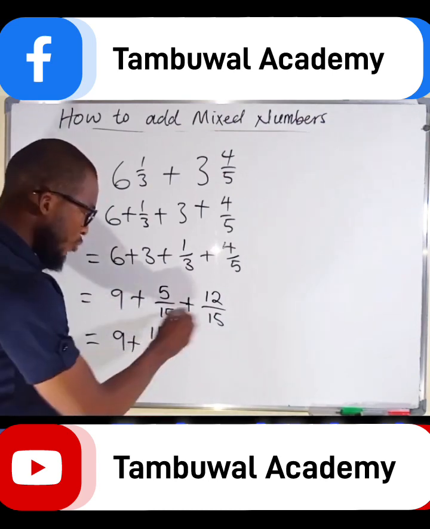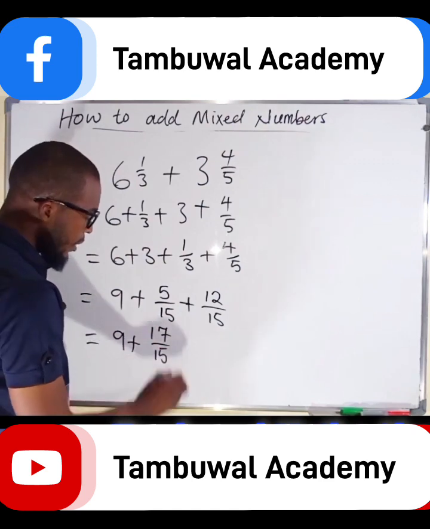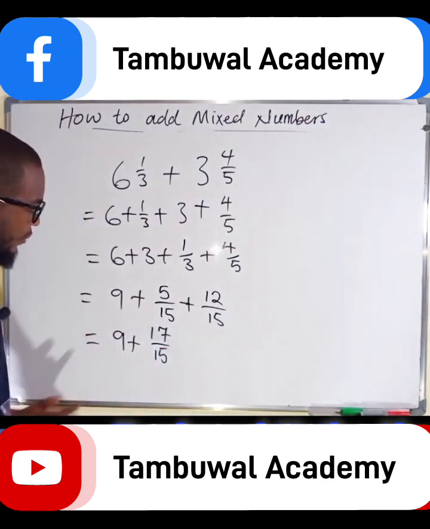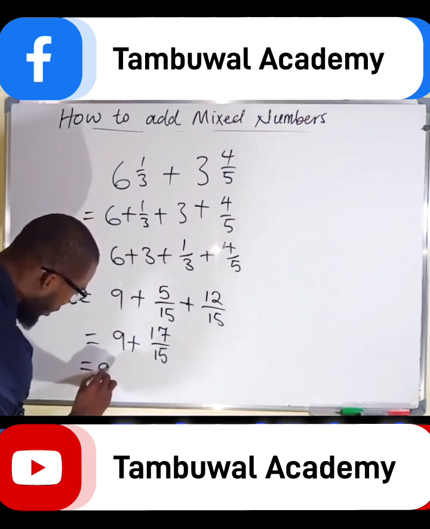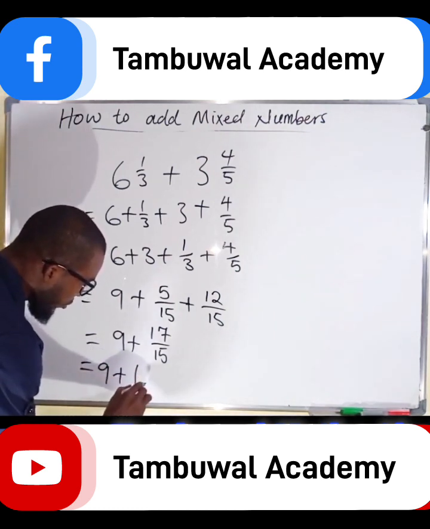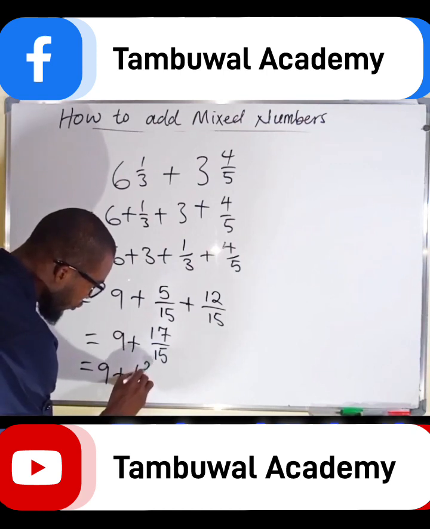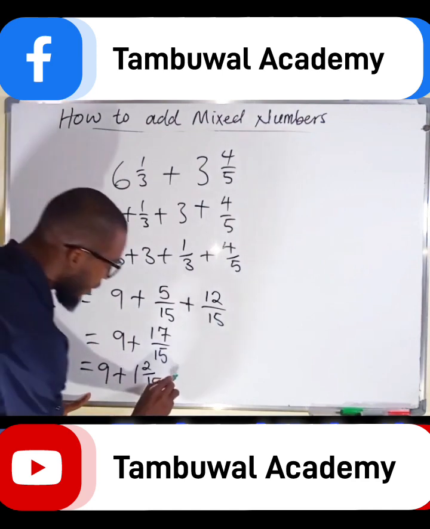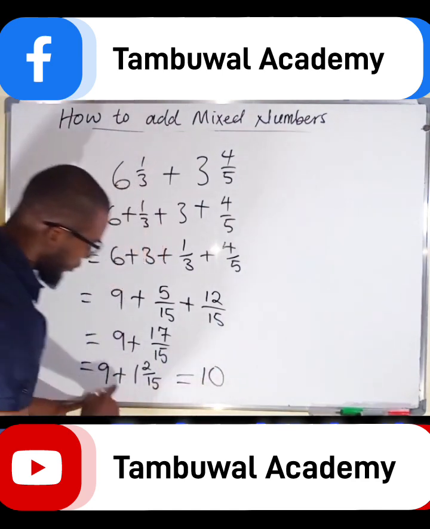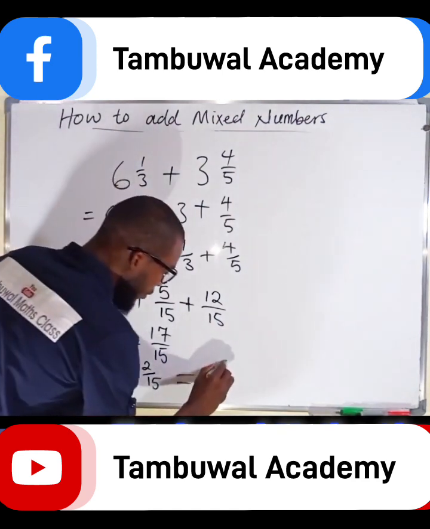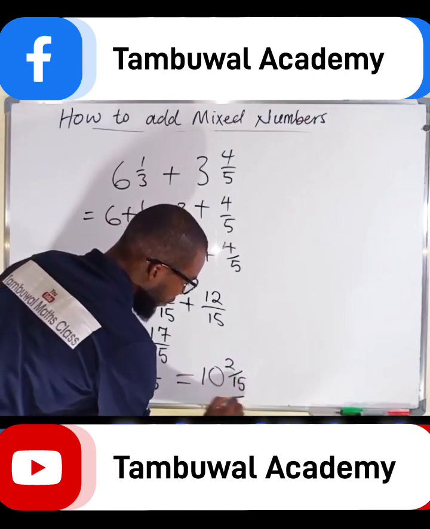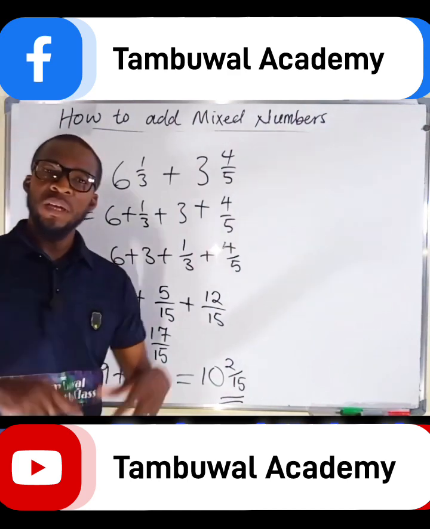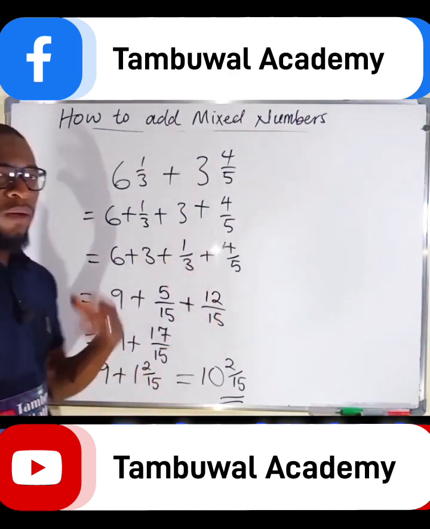Divided by the common denominator, which is 15. Still, 15 can go into 17 one time, and we have 2 left. So this is equal to 9 plus 1 whole number, 2 over 15. And finally, our answer is going to be 10, because 1 plus 9 is 10, 2 over 15. And this is how to add mixed numbers together without transforming them into improper fractions.